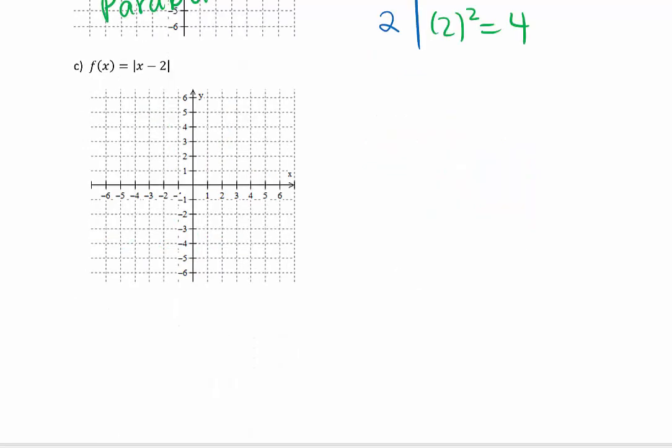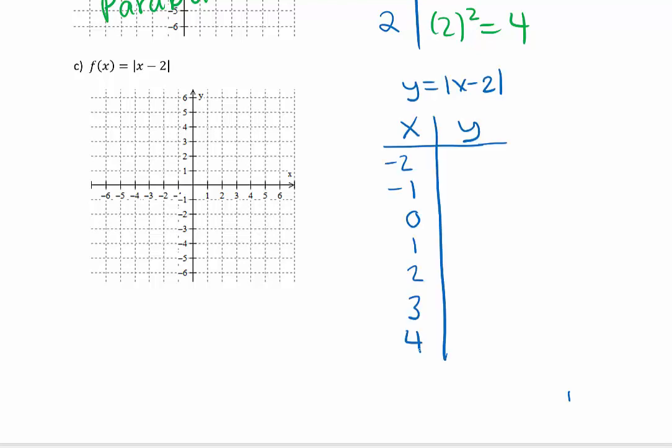Let's do one more graph. F of x is absolute value of x minus 2. I'm going to do the exact same thing. I'm going to make a table of values, plug some numbers in, and see what happens. I put quite a few x's in my table of values because I want to show you what the shape of this graph is. But once we have an idea of what the shape is going to look like, we won't need quite so many points.